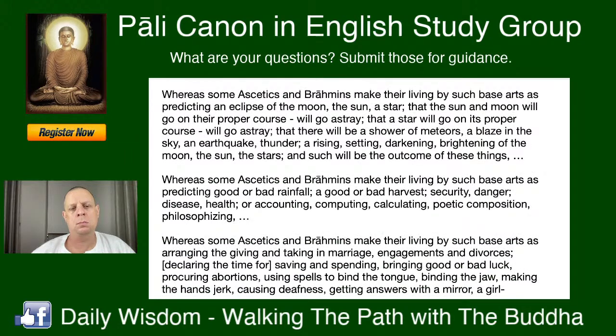Whereas some ascetics and Brahmins make their living by such base arts as predicting an eclipse of the moon, sun and moon will go on their proper course, will go astray, that a star will go on its proper course, will go astray, that there will be a shower of meteors, a blaze in the sky, an earthquake, thunder, a rising, setting, darkening, brightening of the moon, the sun, the stars, and such will be the outcome of these things.